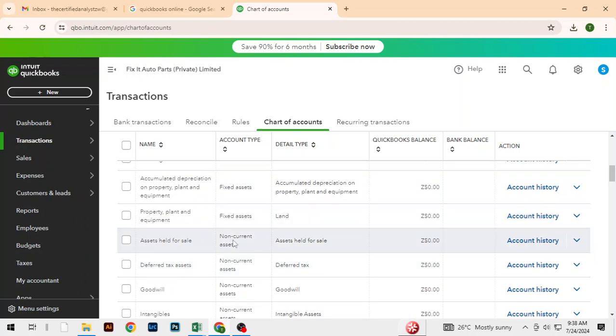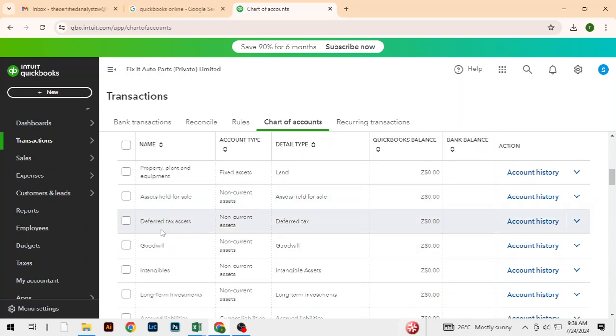And then we've got assets held for sale. These are non-current assets, which are fixed assets. For example, we may have motor vehicles that you want to sell, right? That you have used maybe for far too long, and you want to sell them, and you are holding them to just sell them.